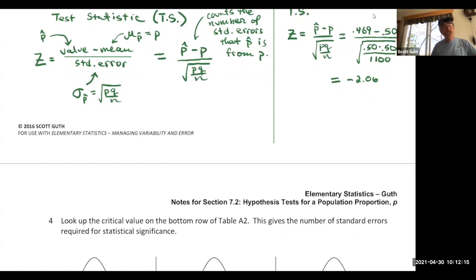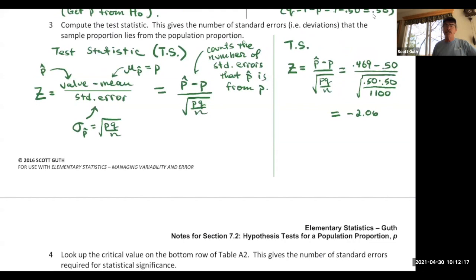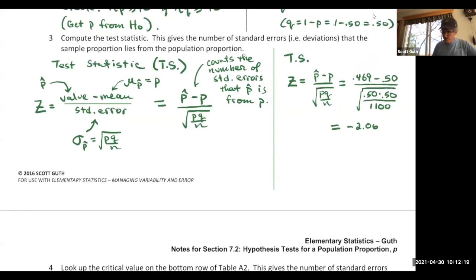So that looks statistically significant. We can say that the 46.9% from the sample is more than 2 standard errors below 50%. So I think this is supporting.